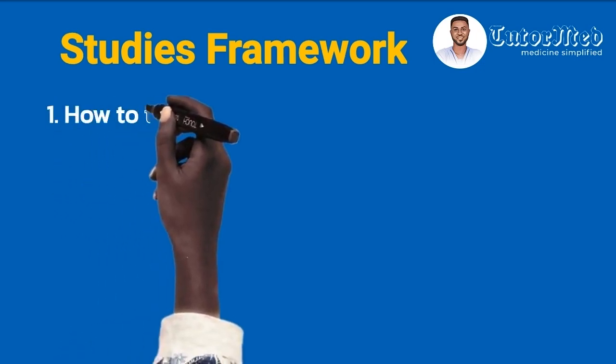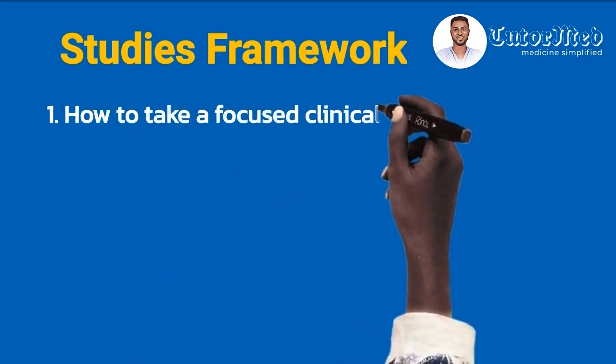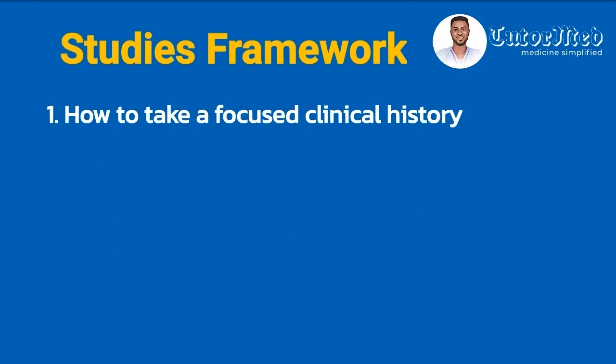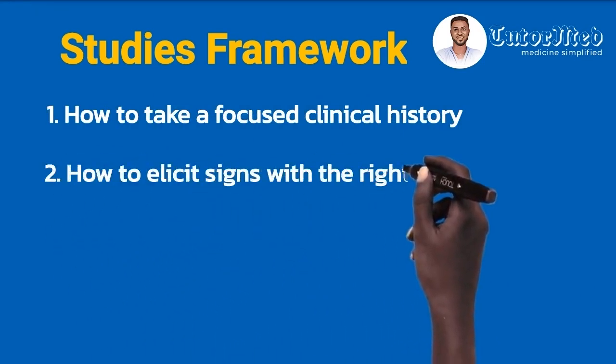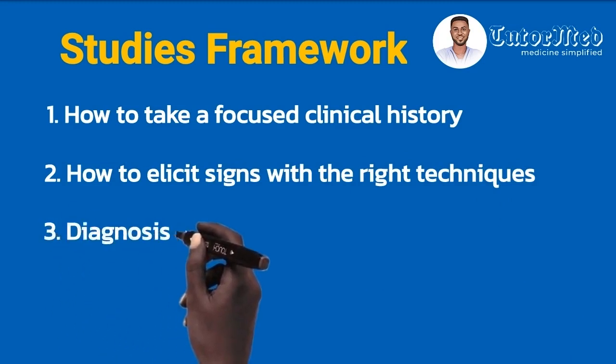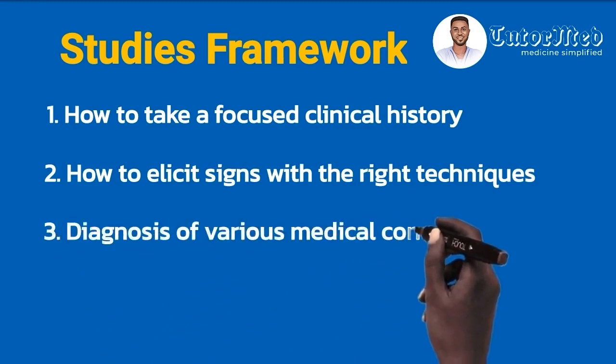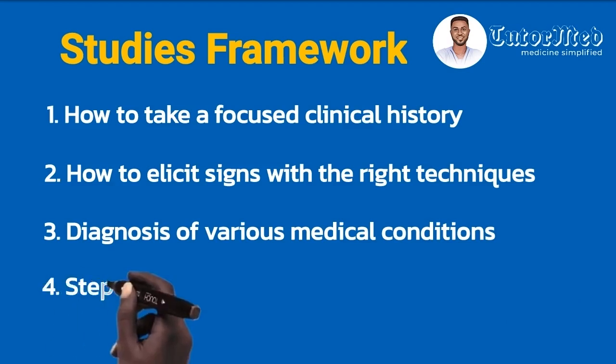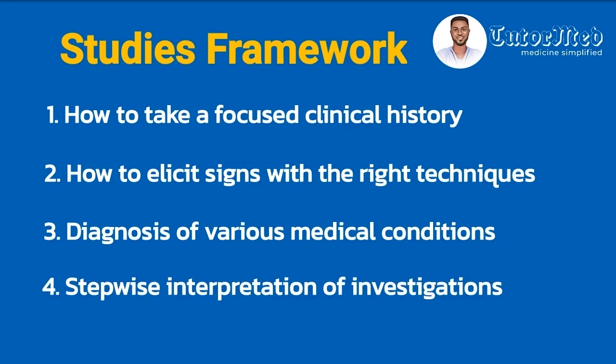And so for our studies, the first thing we would like to master is how to take a good and a focused history. Next, how to pick up the signs of various conditions. For an example, how to demonstrate by exam that a patient is in shock. And then we will take a look at how various illnesses are diagnosed. Here, the tool we will employ is called the illness script. We will briefly look at this concept in a minute. And then we will move on to interpreting investigations.